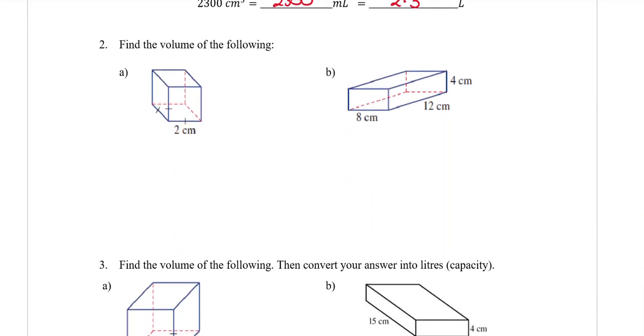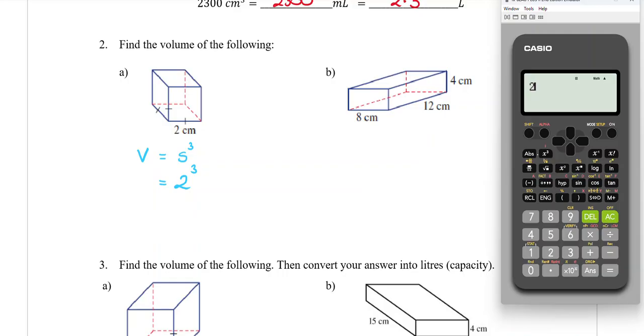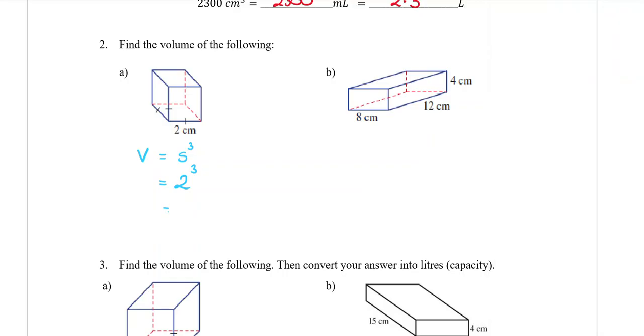Question 2. Find the volume of the following. The first shape you see there is a cube. The formula for the volume of a cube is V equals S to the power of 3. S is 2, the side length, so it's 2 to the power of 3. Now you can put that in your calculator, 2, and the little power 3 button is up at the top there. Press equals, and that's equal to 8 centimeters cubed. So when you're doing volume, they're all going to have that power of 3 on the units for the answer.